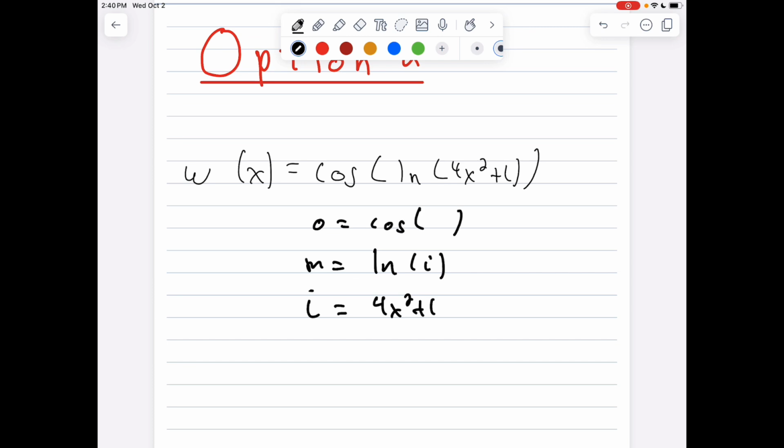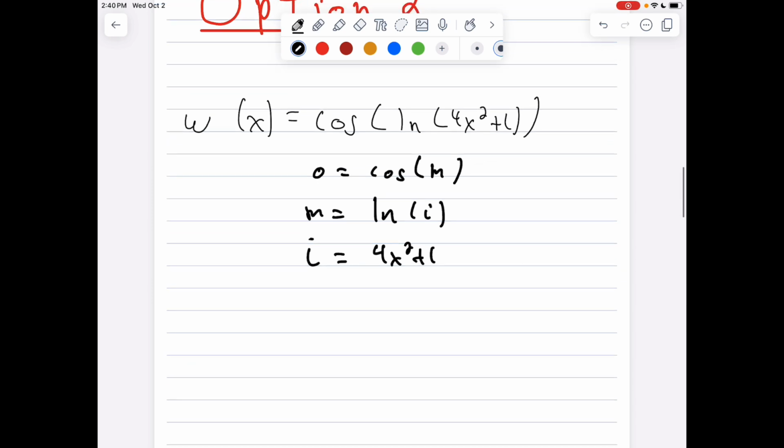But what am I doing? I'm taking the cosine of ln of 4x squared plus 1. So that is M, because that's what I was calling ln. And the way this works is as follows. In fact, instead of O, let me pick a better letter here. Let me call this W, because that's what I was calling the whole function. You don't need to actually do that, but it cuts down on the confusion. Let me just use the same variable I'm calling the whole function as my last one.